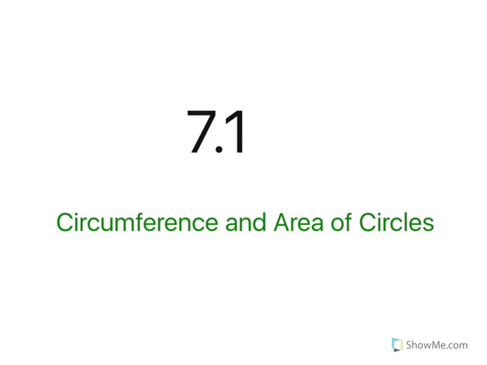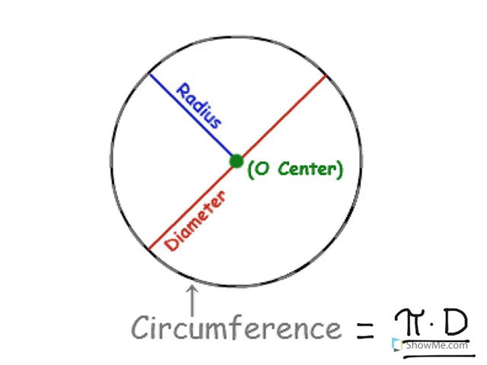This lesson is on section 7.1 titled Circumference and Area of Circles. So let's think about what a circle entails. Obviously you've all seen what a circle looks like, but there are different parts of the circle that I want to make you aware of. That distance around the circle, that outside edge, is called the circumference.